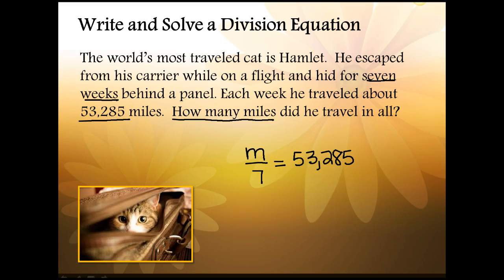We also could have put m over 7 equal to 53,285 miles. Either way we do that, we would still get the same answer. In order to isolate m, we're going to have to multiply both sides times 7. And we find that m equals 372,995 miles. Of course, we can check our answer by dividing 372,995 by 7 to confirm that it does equal 53,285. Since it does, we know that Hamlet traveled a lot of miles.